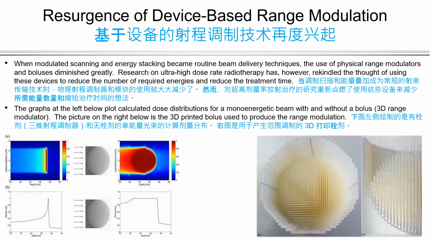When modulated scanning and energy stacking became routine beam delivery techniques, the use of physical range modulators and boluses diminished greatly. Research on ultra-high dose rate radiotherapy has, however, rekindled the thought of using these devices to reduce the number of required energies and reduce the treatment time. The graphs at the left below plot calculated dose distributions for a monoenergetic beam with and without a bolus. The picture on the right below is a 3D printed bolus used to produce the range modulation.